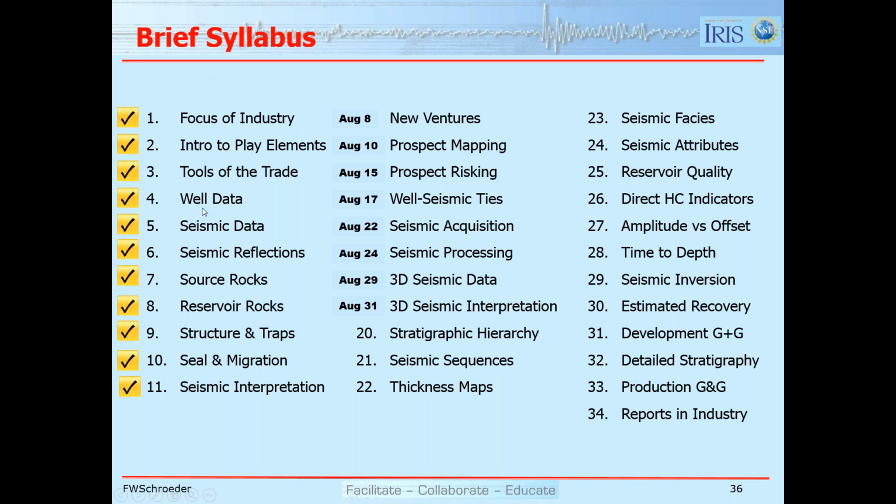So that concludes my prepared statements. We are finished with the first column, so almost a third of the way through the course. On next Tuesday, we'll talk about new ventures. And then next Thursday, a week from today, we'll talk about prospect mapping. And I said 3D seismic interpretation, that's lesson 19. If we don't have a bump in our schedule, I'll cover that on August 31st.